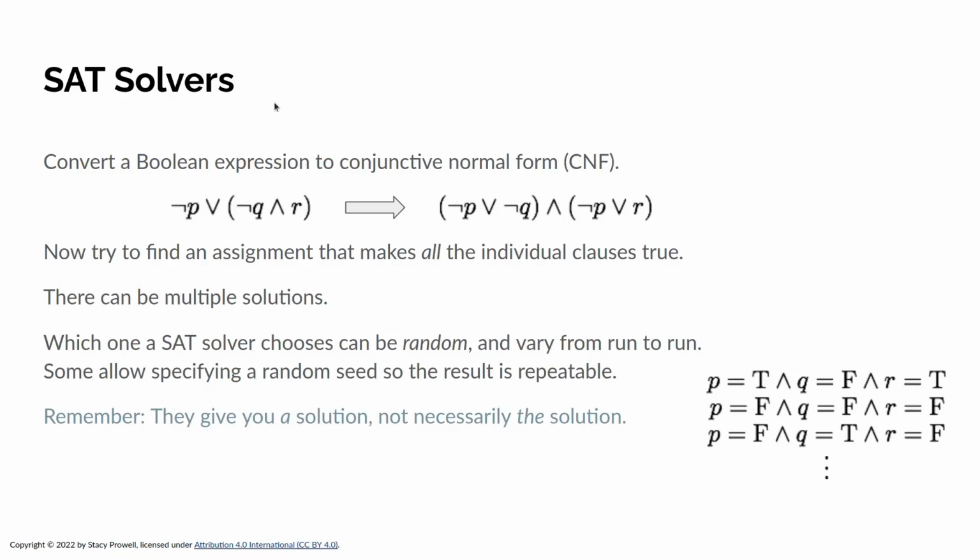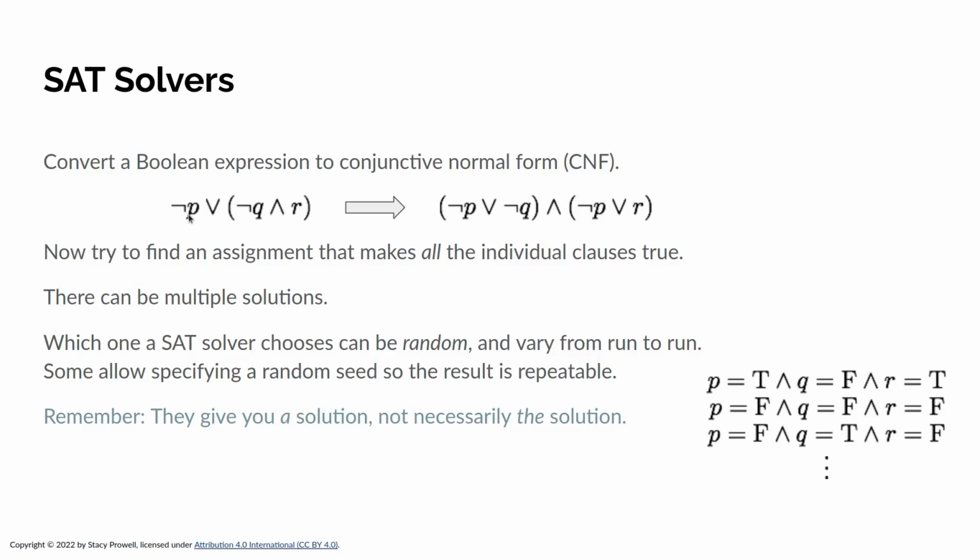So SAT solvers exist. That's a thing you can go and find and download. And most of them work by converting Boolean expressions to what's known as conjunctive normal form, or CNF. So here's a little predicate, a little formula. We have not P or not Q and R, and we want to convert this to conjunctive normal form. So we want to have ands and ors in here. And we can do that, right?